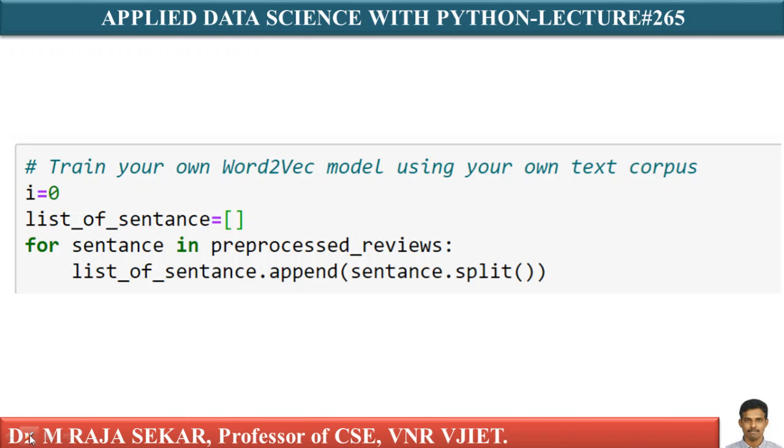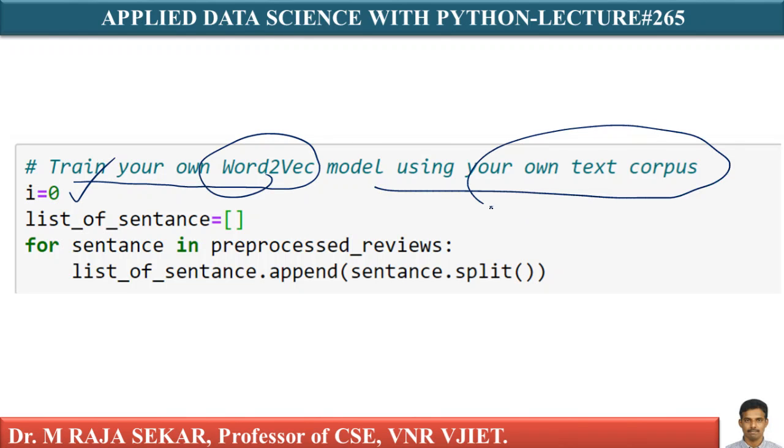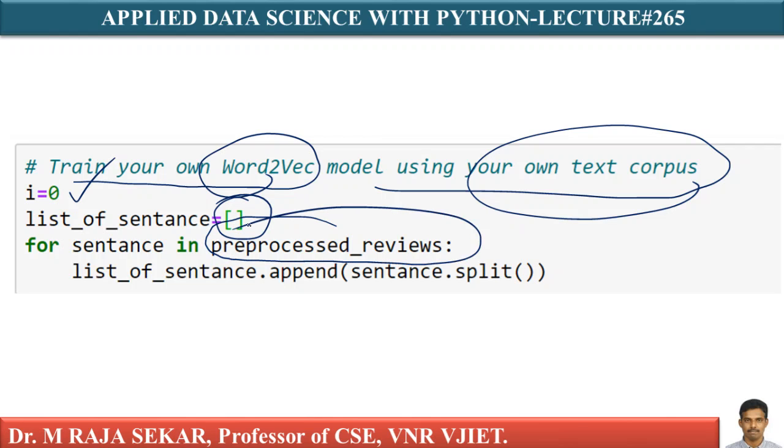You can train your own Word2vec model. Just see, i equal 0, list of sentences. What it says is, train your own Word2vec model using your own text corpus. This is a list, isn't it? We know what a list is; we discussed it a lot in the beginning classes itself. For sentence in i, this is my data corpus, preprocessed_reviews. We discussed this preprocessed_reviews in my previous class itself.